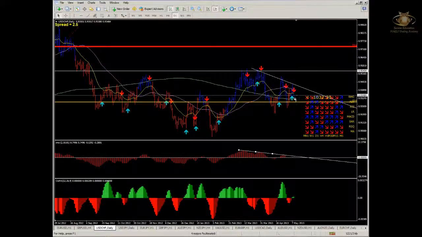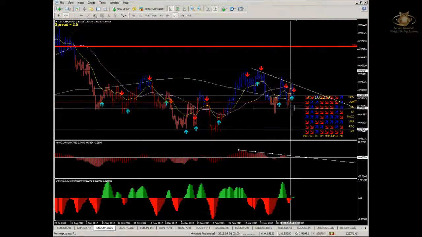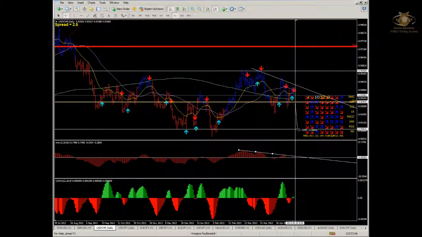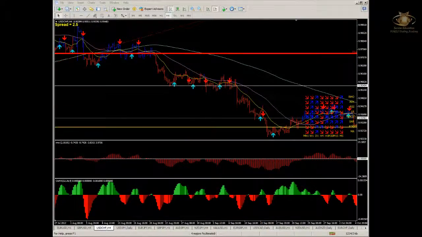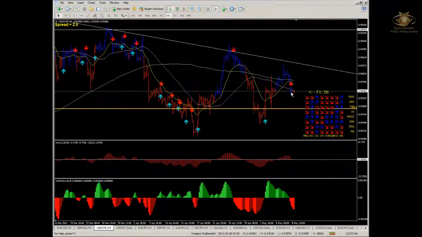There's far too much support below price as we speak, and we'd rather let price get below all this if it's genuine negativity, and then we can come back and look at potentially trading down towards this previous support and resistance level here, which is a good 200 pips away from that mark. So patience is a virtue on this particular pair.